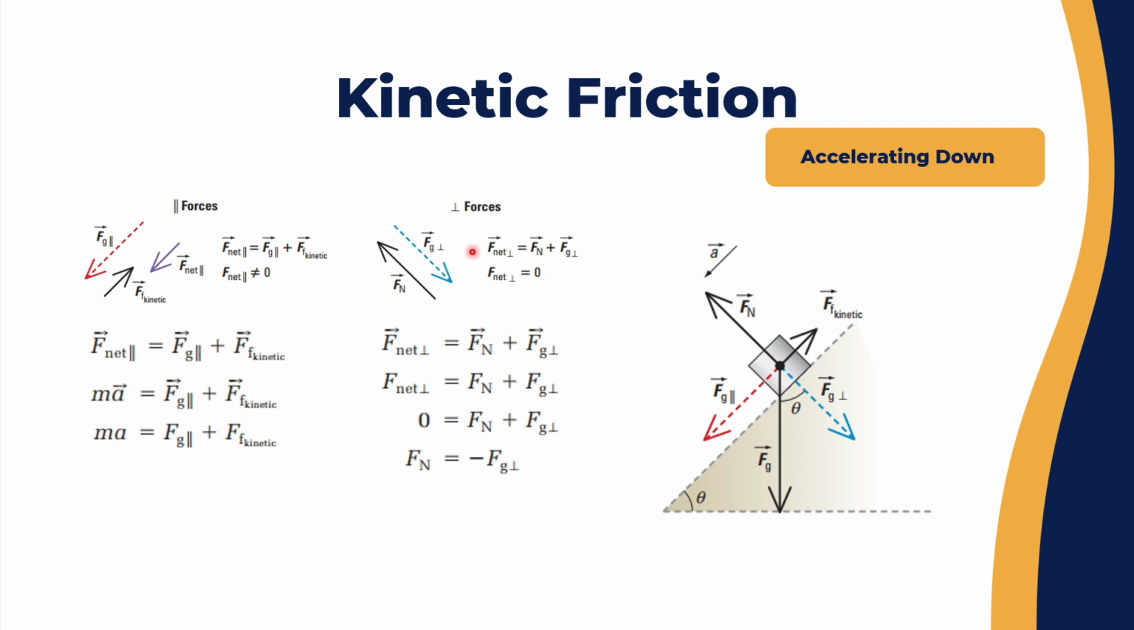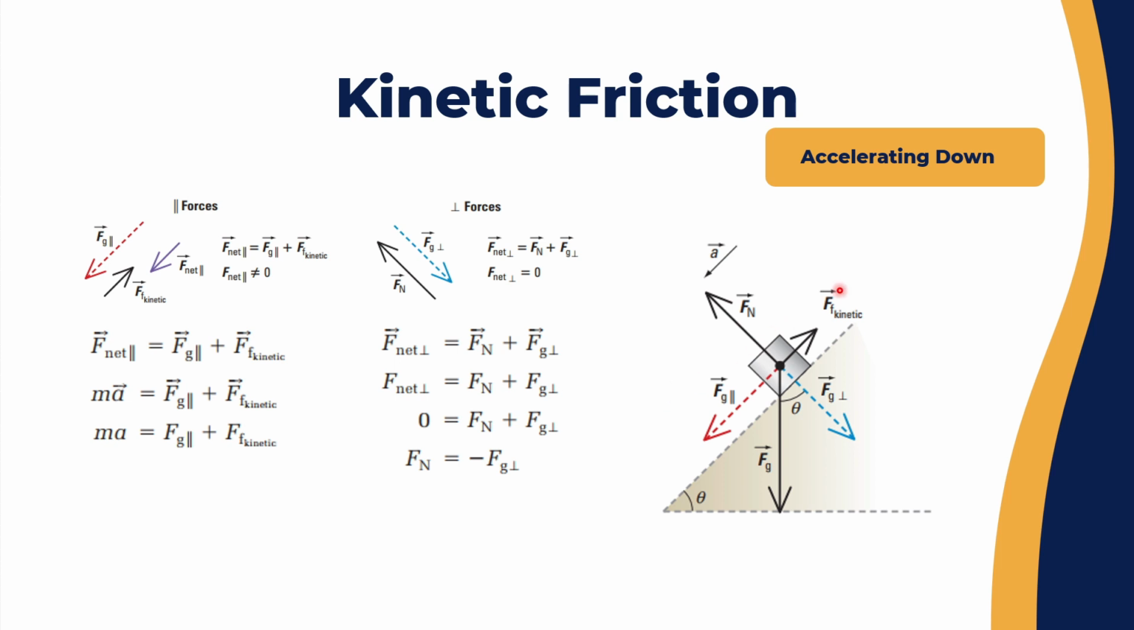For the perpendicular forces, the F net perpendicular equals the normal force plus the perpendicular gravitational force. In this case, in the perpendicular direction, there is no motion for that object.